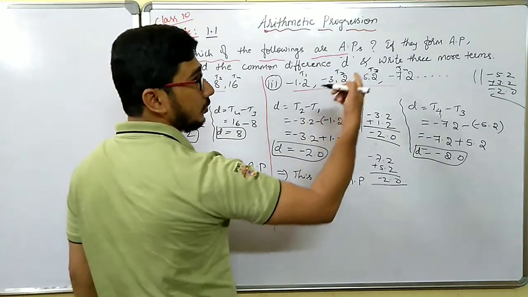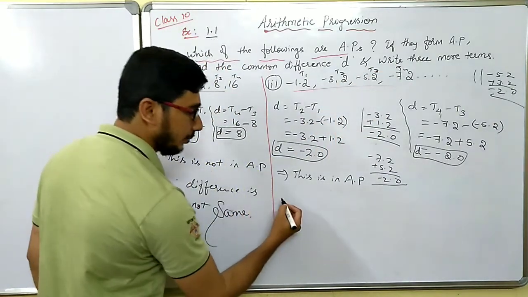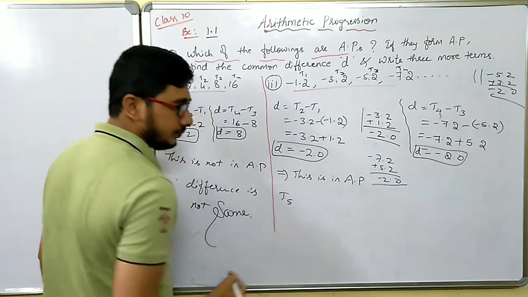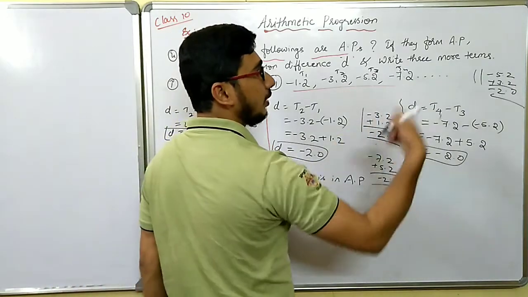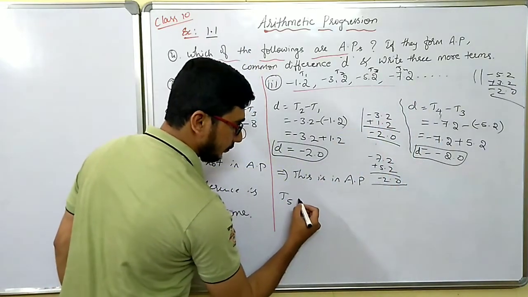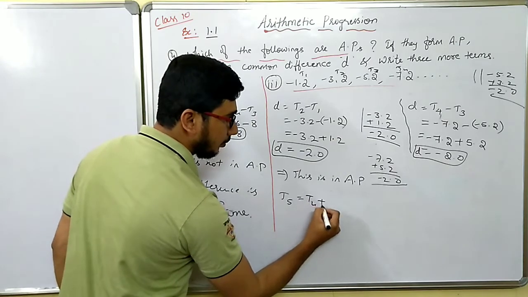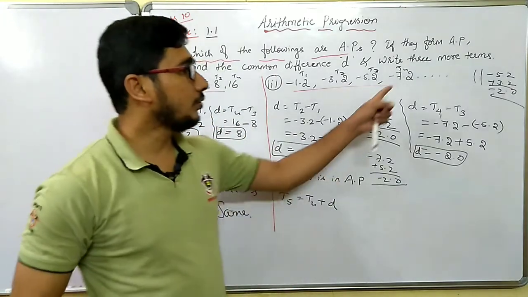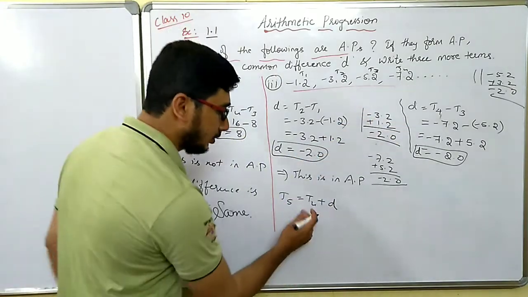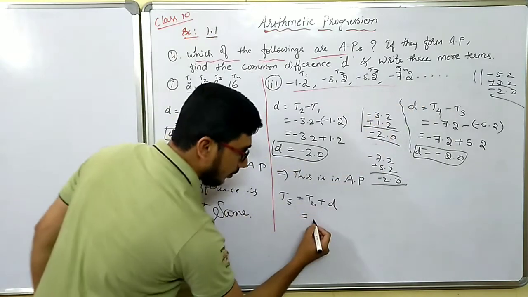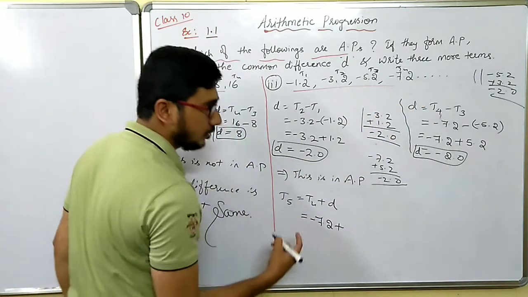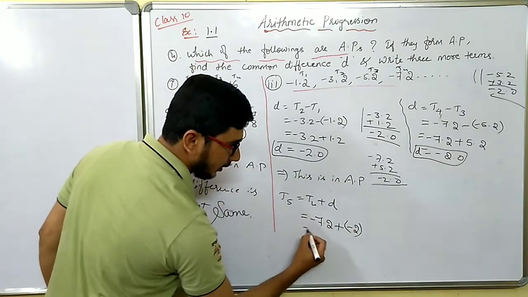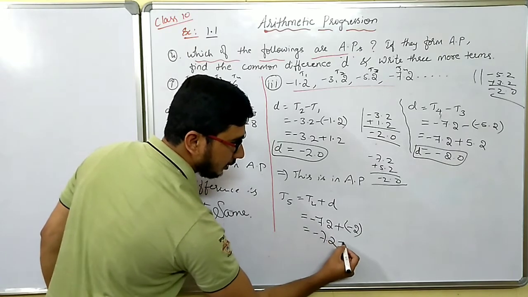We have to write 3 more terms. So 3 more terms you have to write, means 1, 2, 3, 4. Okay, T5. What you have to do? For this number, we have to add the difference. How much? T4 plus difference. For the 4th term, I have to add the difference. 4th term is this one, minus 7.2. The difference is minus 2. So 2 signs are there. Put the bracket. Minus 7.2 plus into minus 2.